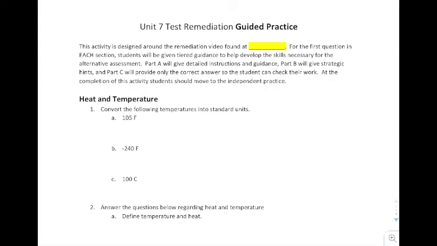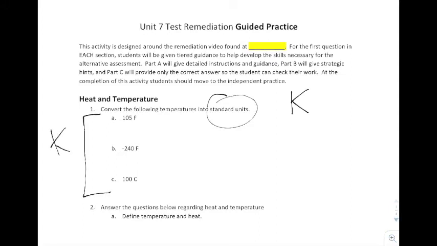Welcome to the Unit 7 test remediation packet. We're going to go over some key ideas for Unit 7 to help get you ready for your retest. So the first thing it says is convert the following temperatures into standard units, and the key being standard units. You should realize that the standard unit of temperature is Kelvin. So what we need to do is get all three of these into Kelvin.